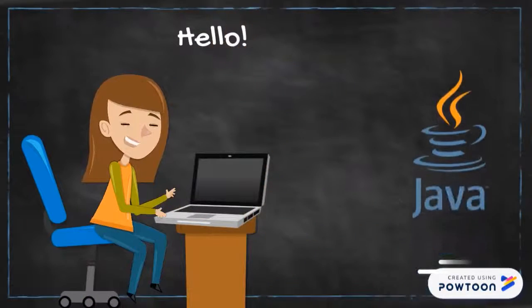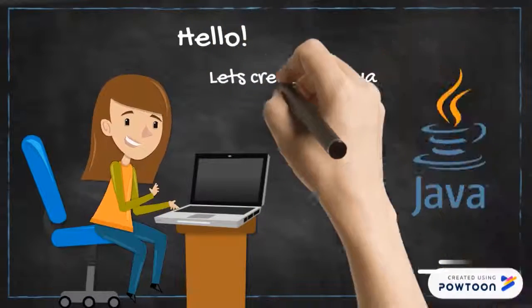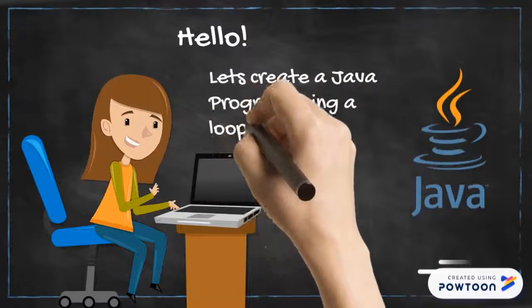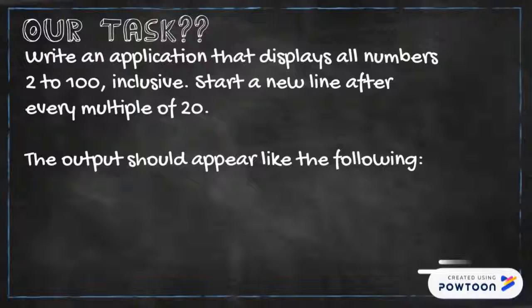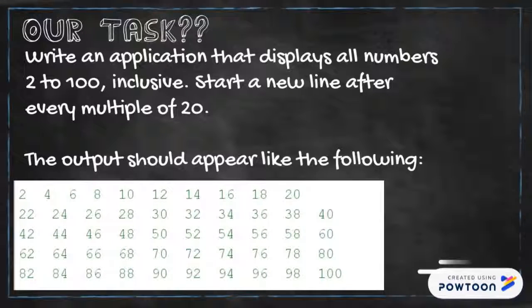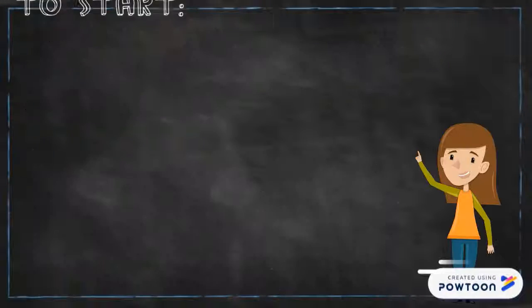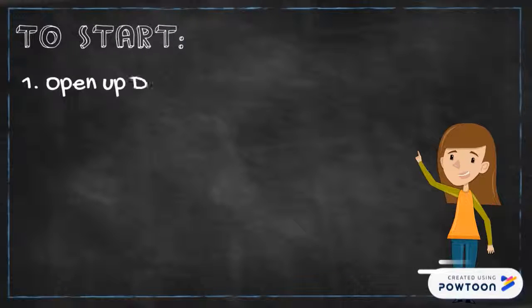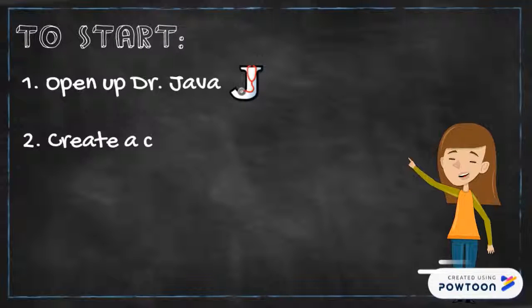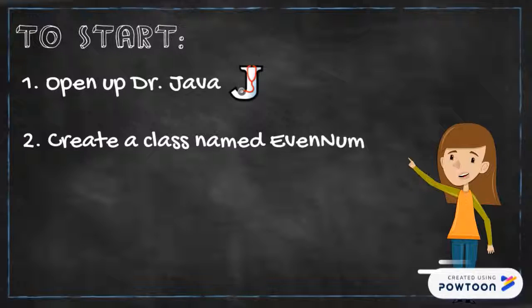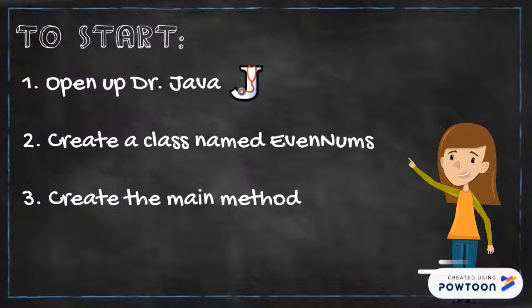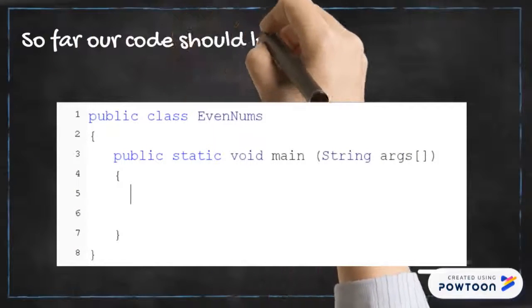Hello. Let's create a Java program using a loop. Our task: write an application that displays all even numbers 2 to 100 inclusive. Start a new line after each. To start, open up Dr. Java. Create a class named EvenNums. Create the main method. So far, your code should look like this.